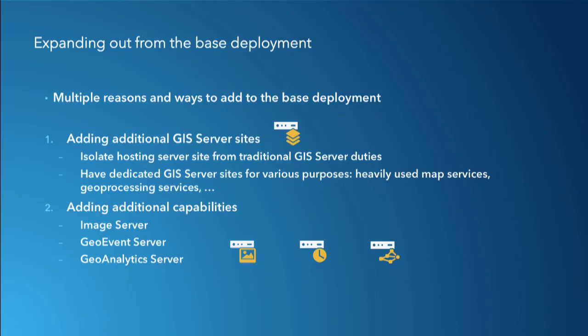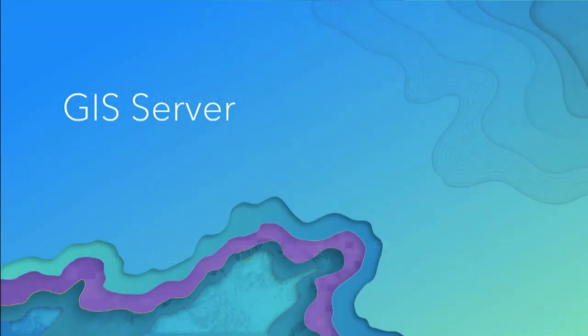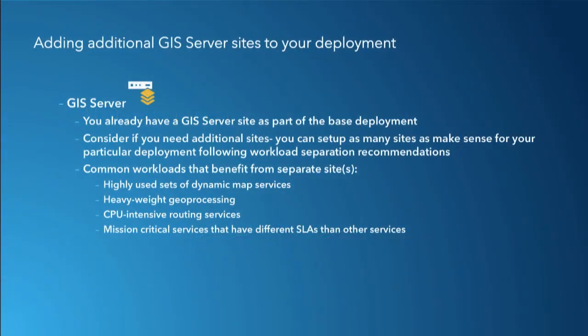We'll talk about that. Then there's also expanding out by adding additional capabilities, something that's not part of the base deployment itself. This would be adding an image server site, adding a GeoEvent site for real-time processing, or adding GeoAnalytics for doing batch processing. So let's go through those 4 different server roles one by one to see what that actually means in practice. First of all, remember you have a GIS server site.